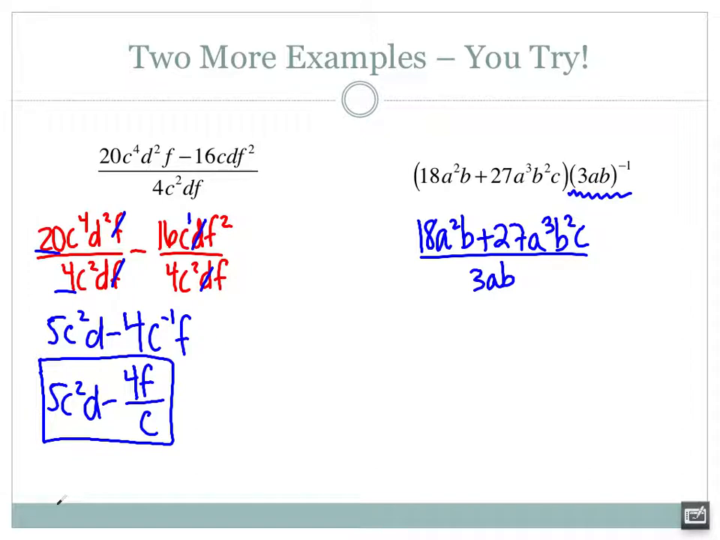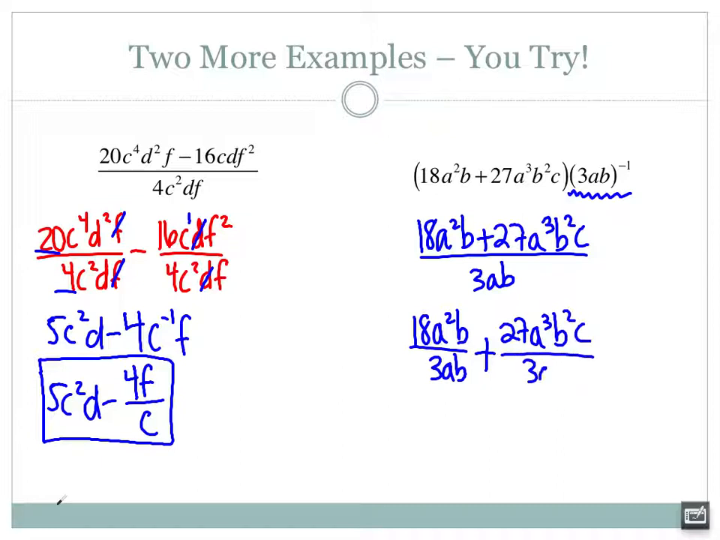We're taking a polynomial, dividing it by a monomial. So I'm going to separate that polynomial in the numerator into two monomials. I have 18a squared b all over 3ab. I want to add 27a to the third b squared c all over 3ab. My last step is to simplify both of those fractions.